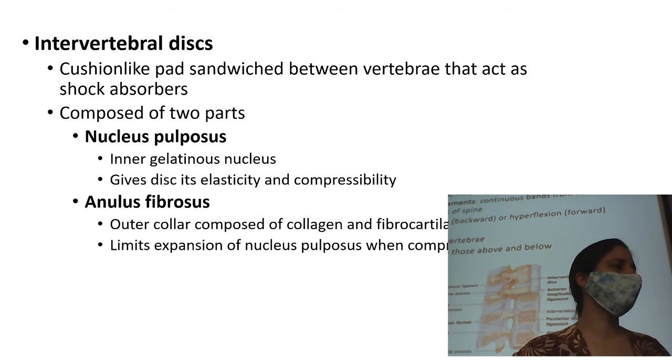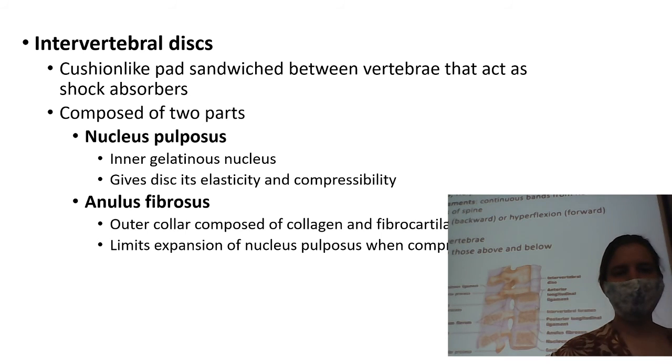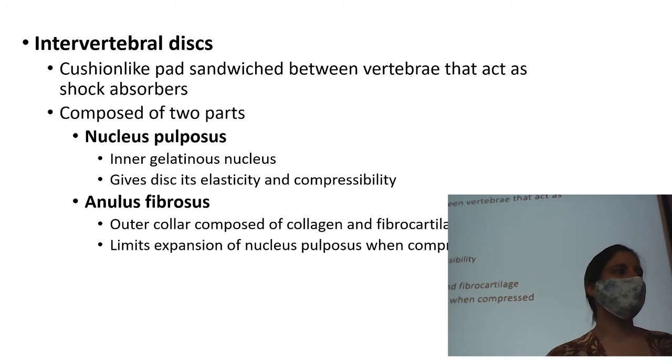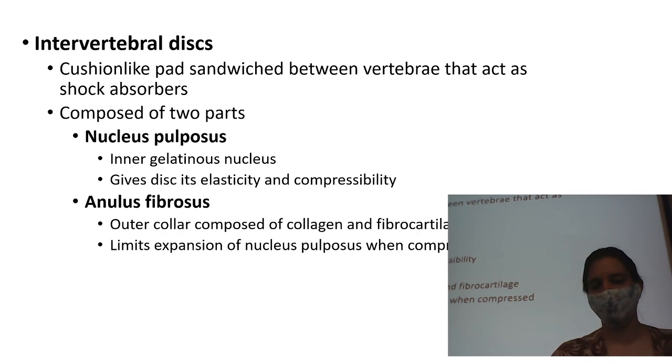Just to see this, don't memorize it. Do you see this little glob here? You've got these little pads. They're called intervertebral discs. They're basically shock absorbers. They're made of goo, basically collagen, fibrocartilage, and they act as shock absorbers the whole way down.